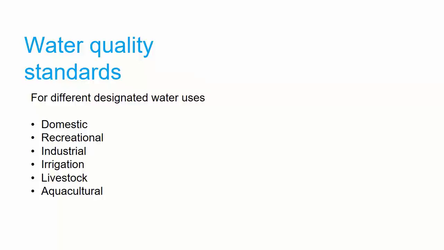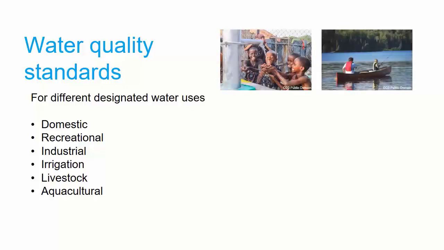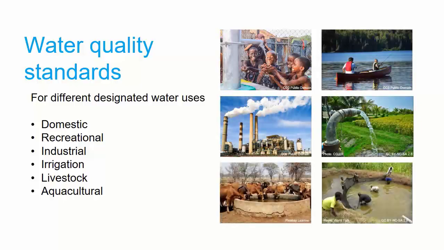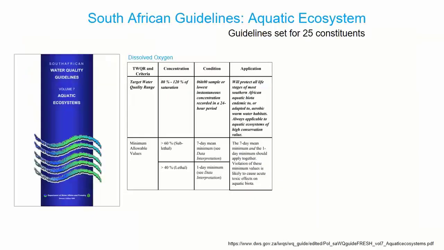Proper management of water quality includes setting criteria or standards based on the intended or designated use of the water body. Drinking water generally has the highest standards, but standards are also set when the objective of water quality management is the protection of freshwater ecosystem health. Here's an example of guidelines set in South Africa for 25 constituents in relation to aquatic ecosystems. Criteria for dissolved oxygen are shown here.